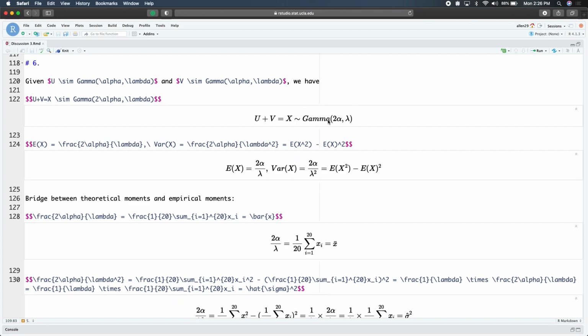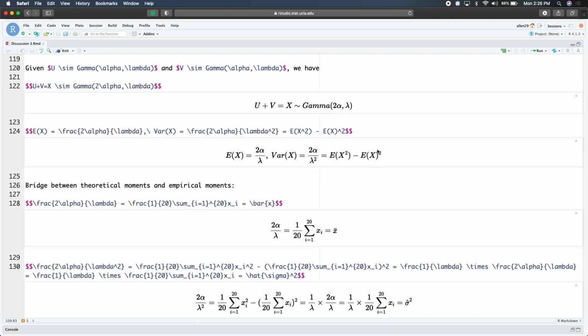For a gamma distribution of 2 alpha and lambda, we have the expectation of X equal to 2 alpha over lambda, and the variance of X equal to 2 alpha over lambda squared. The variance is also equal to the expectation of X squared, the second moment, minus the square of the first moment.